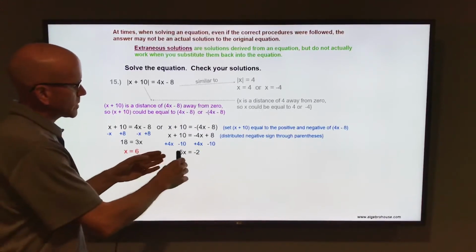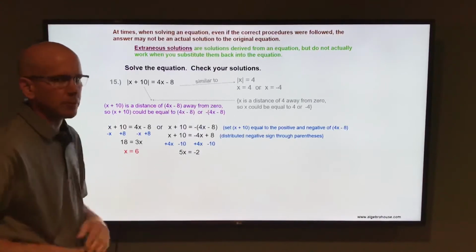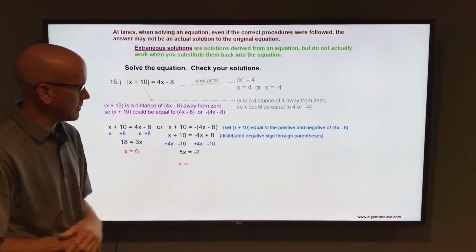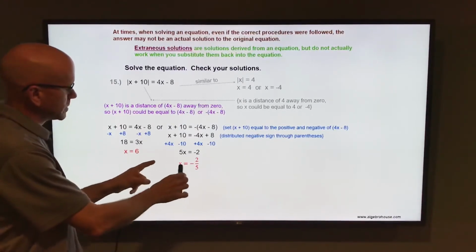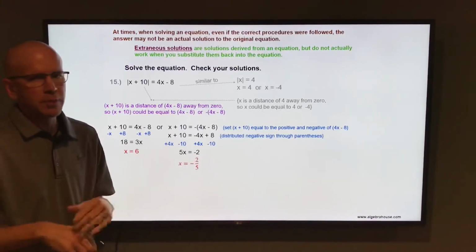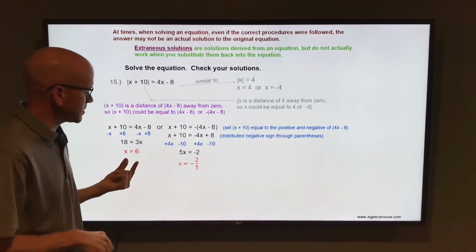If you add 4x and subtract 10 from each side, on the left it's 5x, on the right it's going to be negative 2. So we get 5x equals negative 2, divide each side by 5, we end up with x equals negative 2/5. So this is showing that x equals 6 and x equals negative 2/5. But one or both of those could be an extraneous solution.